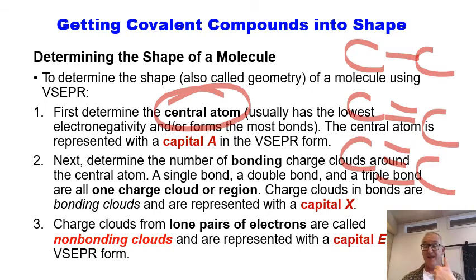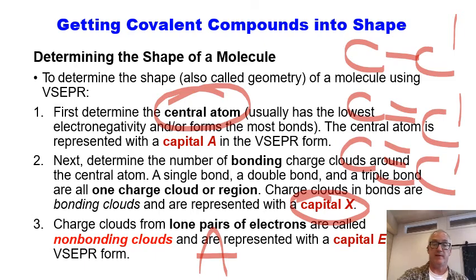And so you need to identify how many of them there are. In this instance, each one of them would be considered one. That's one bonding region. The single, that's one bonding region. It's a double, but it's between the two carbons. And this is also one bonding region. It's a triple bond, but it's still between those two carbons. So we call that X. So the central atom, we write down as an A. The number of bonding regions around that central atom we represent with X. And then the number of lone pairs around the central atom we represent with an E.